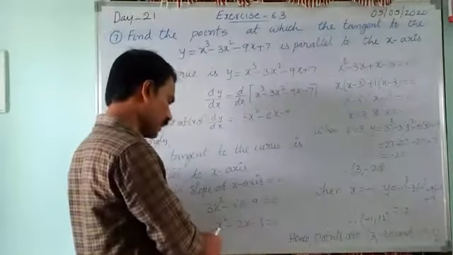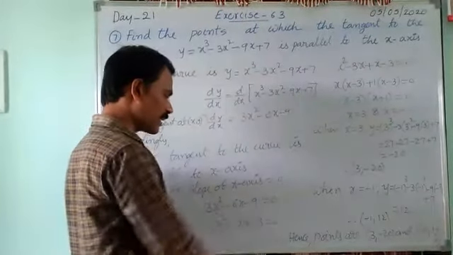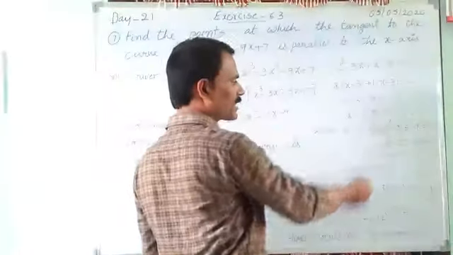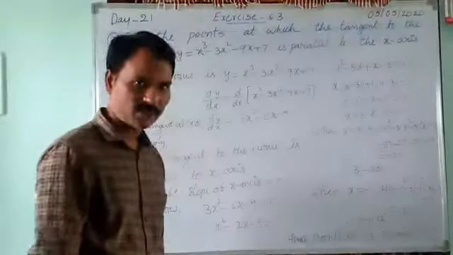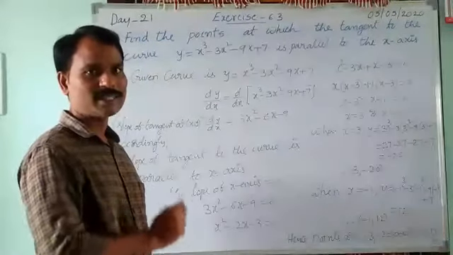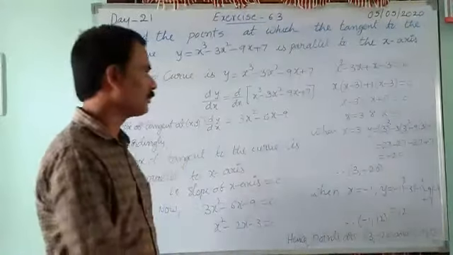Just take 3 common. x square minus 2x minus 3 is equal to 0. I just did the factors for that. I got x is equal to 3 or x is equal to minus 1. But what he asked, just find the points on the curve.